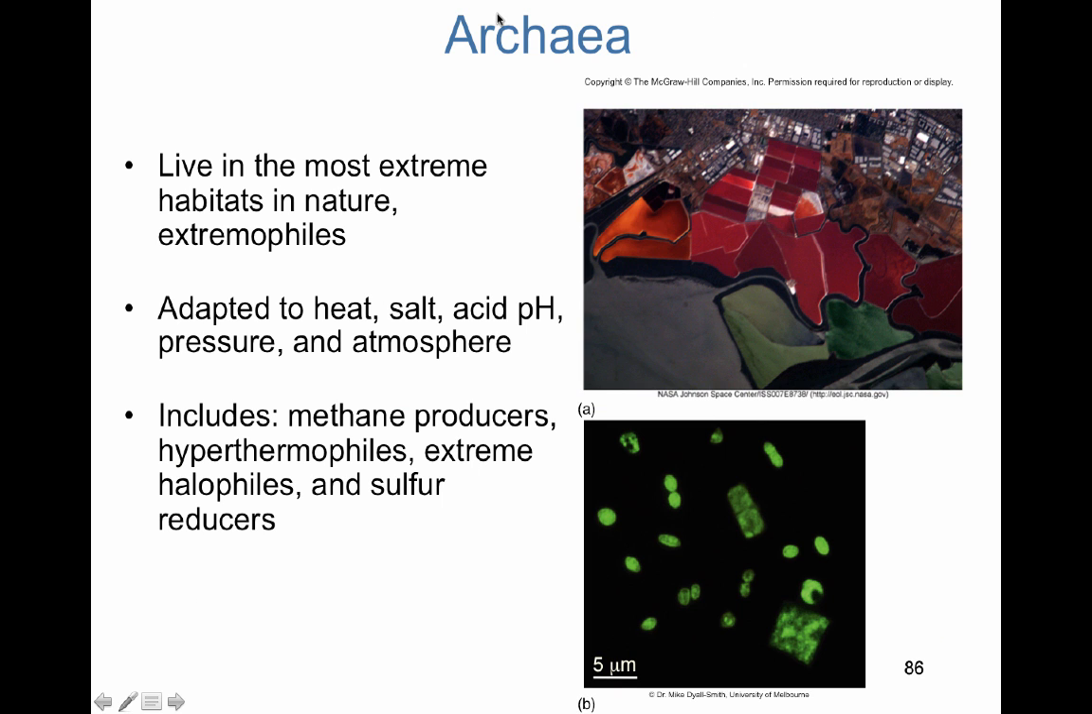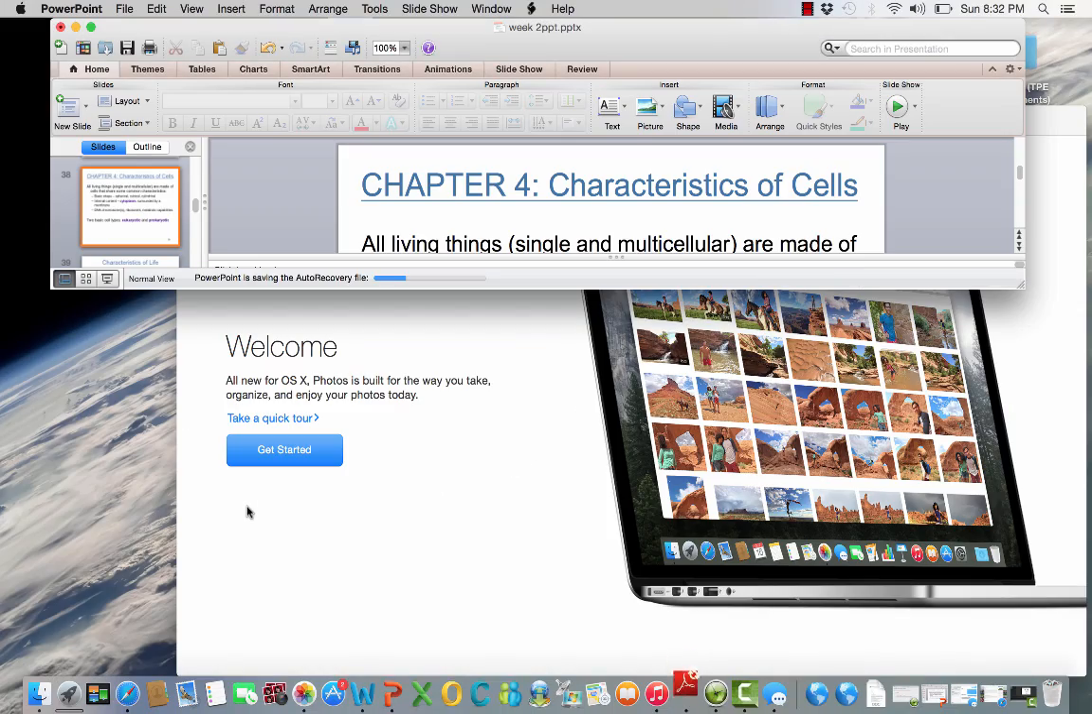What I would like you to remember is that all of these organisms live in extreme habitats. So you would find them living in salt lakes or hot springs or nuclear reactors. They're adapted to high heat, extremes of temperature, salt, acid, high pH or low pH, very high pressure, like barophiles 1 mile down in an ocean environment, and also extreme changes in atmosphere. And this includes methane producers, hyperthermophiles, halophiles, and also sulfur reducers.